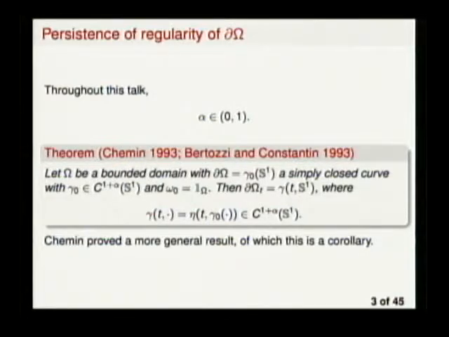So there's a result from 1993 about persistence of regularity of the boundary. And basically what this is saying is if the boundary of the vortex patch starts off C^{1,alpha}, then it remains C^{1,alpha} for all time. And this answered a question that had been open and was of great interest at the time. Now, this is the proof that Chemin gives. The theorem that Chemin gives is a little more general, and this is a corollary of it.